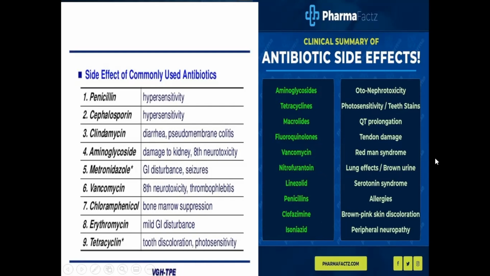Again, a few other things mentioned here. Important here is this one. Linezolid can cause serotonin syndrome. Isoniazid, peripheral neuropathy. That's why we give what? Pyridoxine in a patient who is on anti-TB. And macrolides can cause QT prolongation, like azithromycin, erythromycin. That's why we check your ECG before we start erythromycin. Tetracycline, teeth discoloration. Okay. And vancomycin, red man syndrome. Again, important. Okay. Red man syndrome.